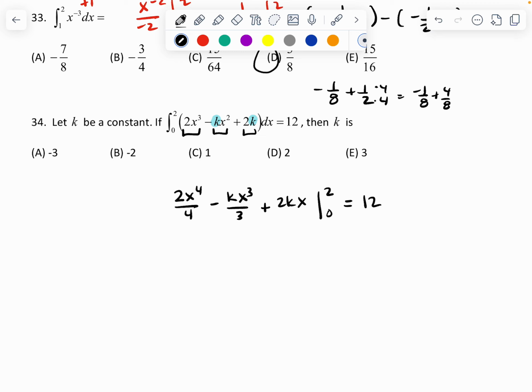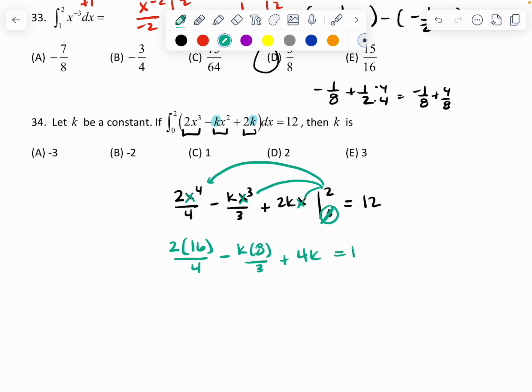Now, if I take this 0 and plug it in for all the x's, it's going to zero out, so I can take that away. So let's just replace all the x's with a 2. So this is 2 times 2 to the 4th, which is 16, all over 4, minus k times, if I plug the 2 into there, 8 over 3. Plus, if I plug the 2 into there, I'm going to get 2 times 2k, which is 4k, and this should all equal 12.